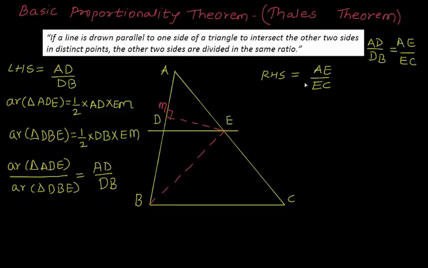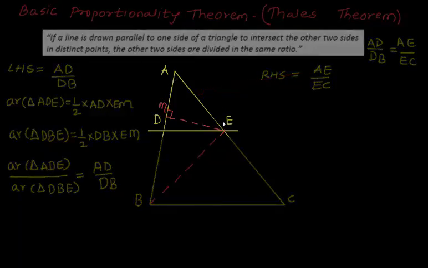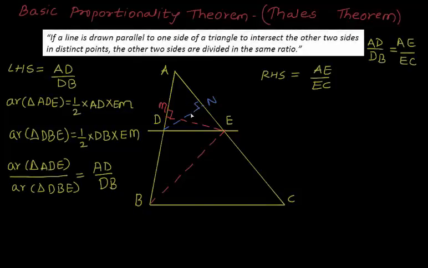So what is the right hand side? We have the first segment as AE. So we'll do a similar construction for AE as well. For AE, we are going to consider the triangle ADE. Now this triangle ADE has base AE. So we are going to consider AE as the base and we'll draw one construction from D on line AE. This will be perpendicular and let's call it N. This will help us give the area of triangle ADE.